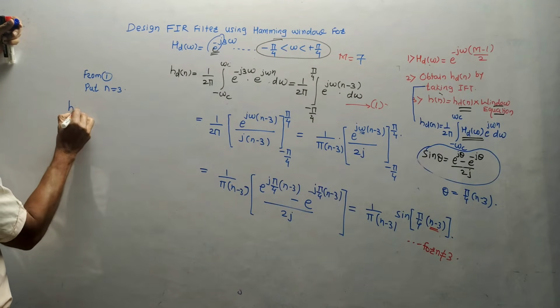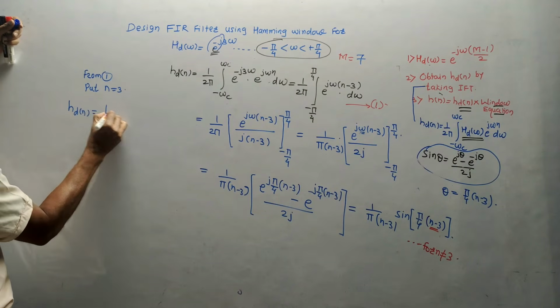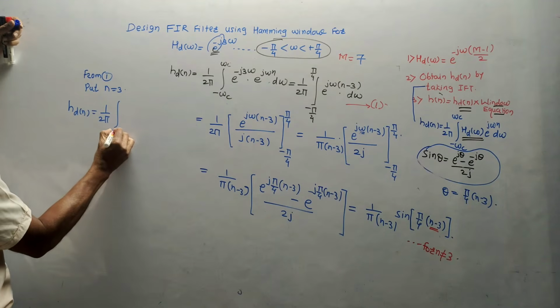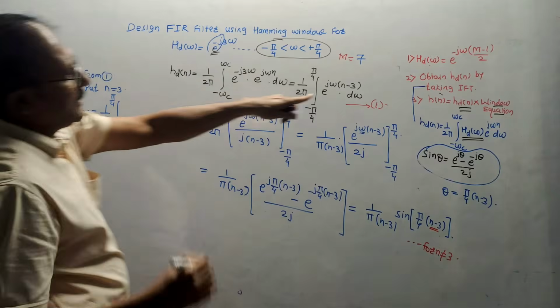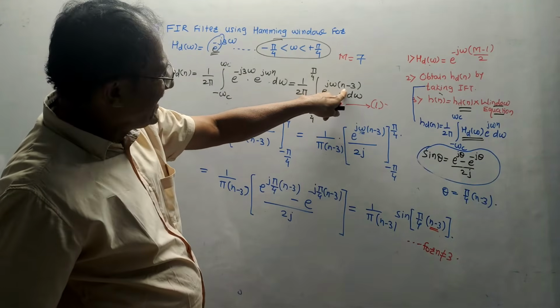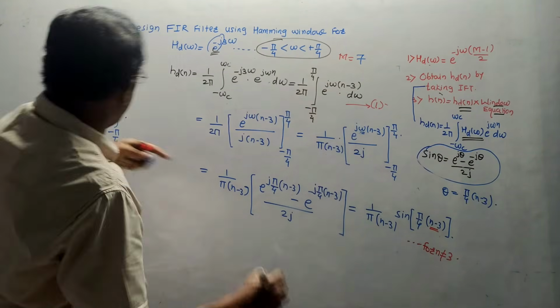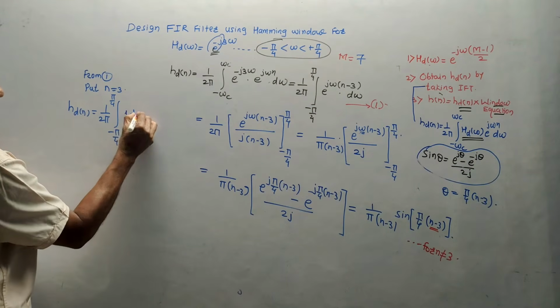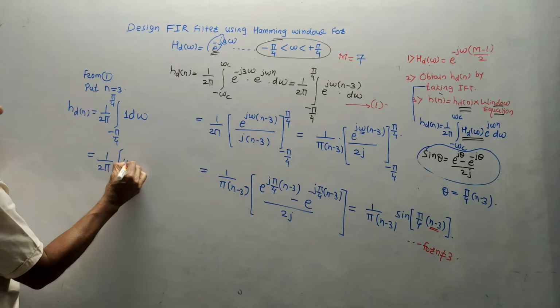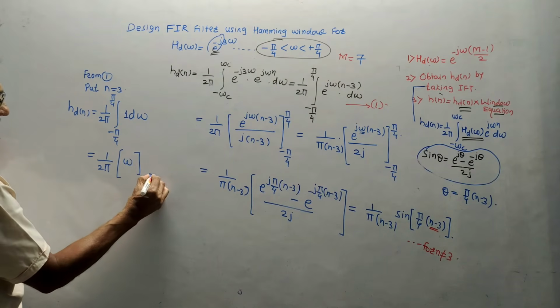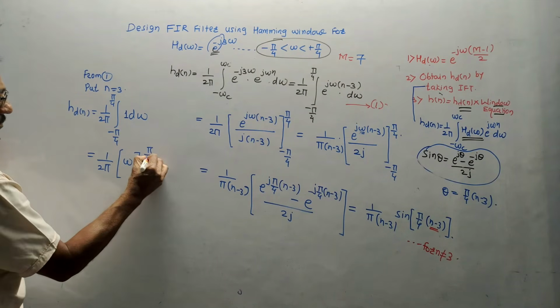So you will get hd of n equals 1 by 2 pi, limits minus pi by 4 to plus pi by 4. After putting n equals 3, you will be getting 3 minus 3, that is 0. e raised to 0 is 1. So it is 1 into d omega. Put the values. Integration of d omega is omega, limits are minus pi by 4 to plus pi by 4.